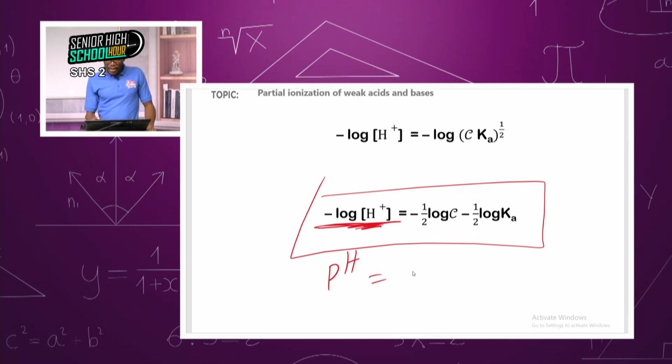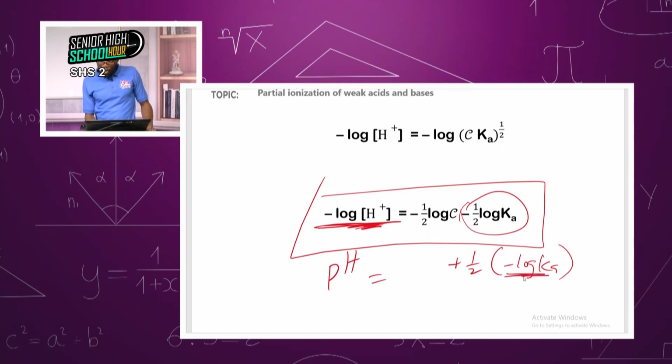So that will give me this one here. I can write it as plus half negative log Ka. You see, this negative log Ka is pKa. Just as we said that negative log concentration of H plus ions equals pH, the P there is the potential of hydrogen ions in solution. So the P here is the potential of the dissociation constant for the weak acid.